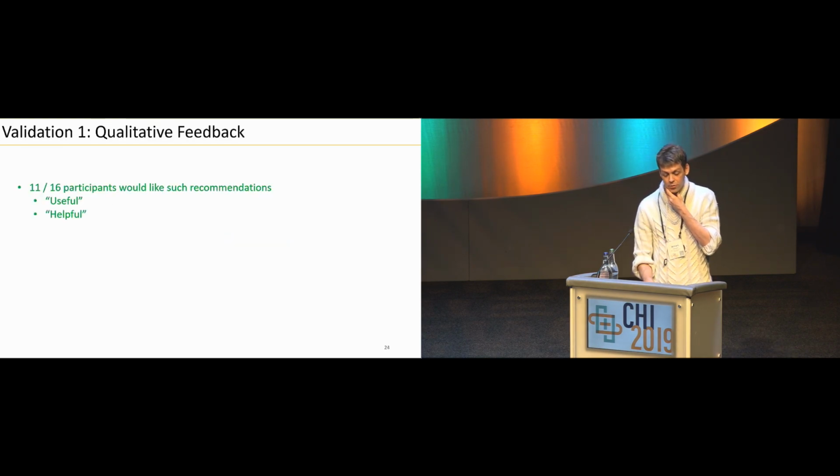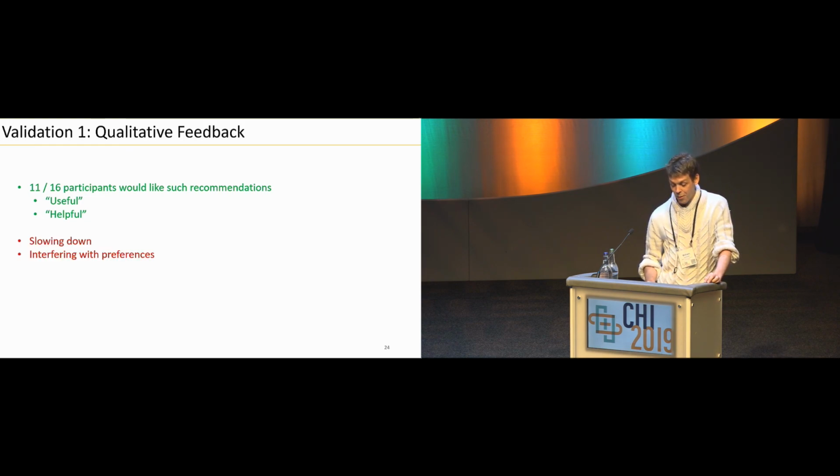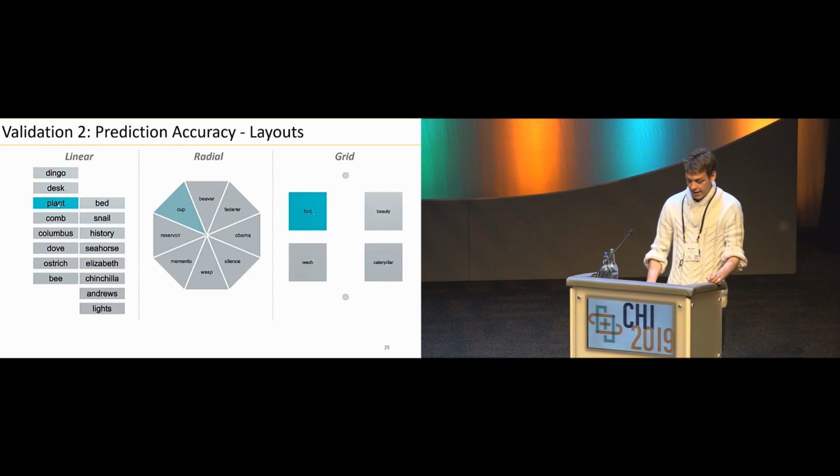And participants reported that they would actually like to have such recommendations for their own files and folders. They found it useful and helpful. But, of course, they also felt that it was slowing them down, and sometimes it was also interfering with their own preferences. Now we know that these recommendations can lead to time-efficient hierarchies, but this time is theoretical, the predicted time, and we need to validate the accuracy of these predictions.